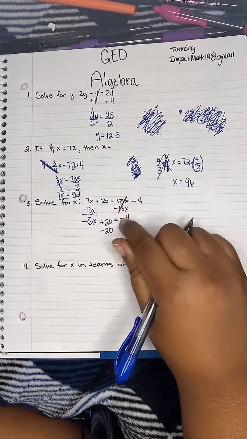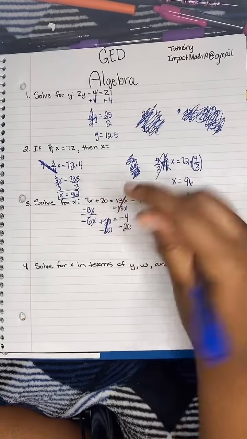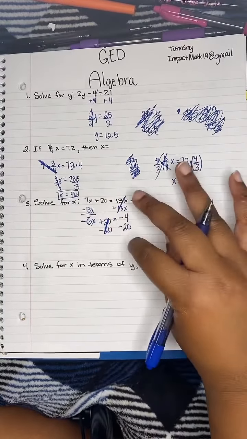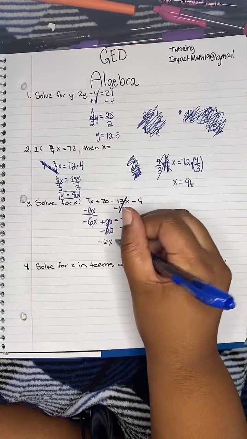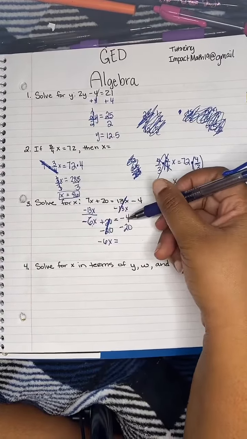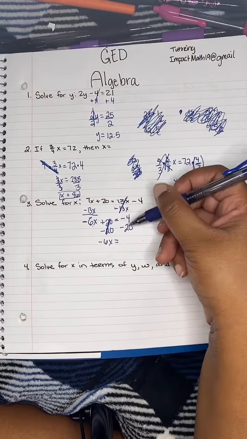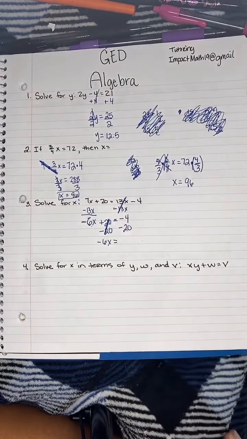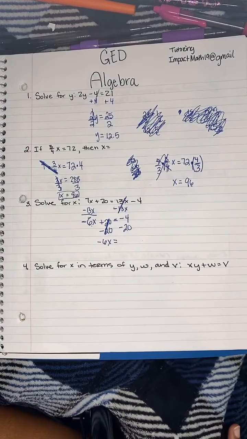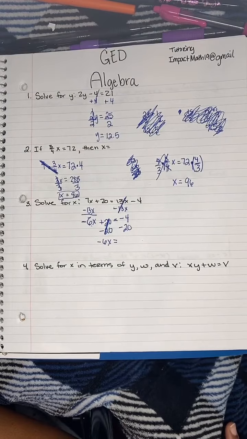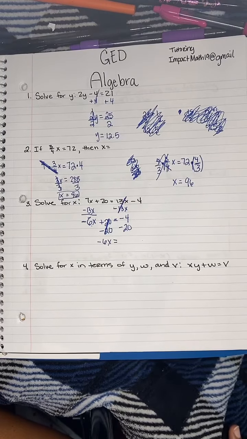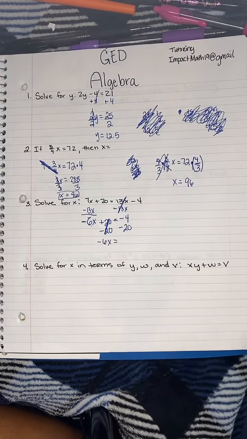Because these are like terms, I need to get the numbers over to this side. So now I'm going to drop down this negative 6x equals, and then somebody tell me in the chat: what's negative 4 minus 20? What do you guys say? Is it negative 24? Negative 24. Yes, you guys.